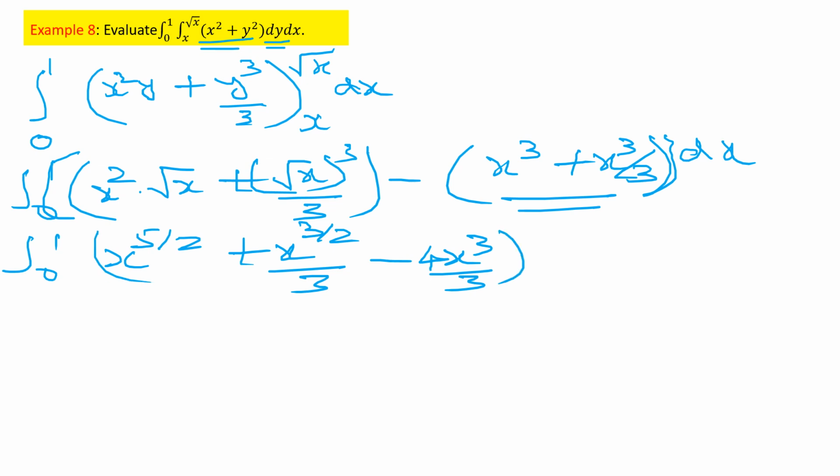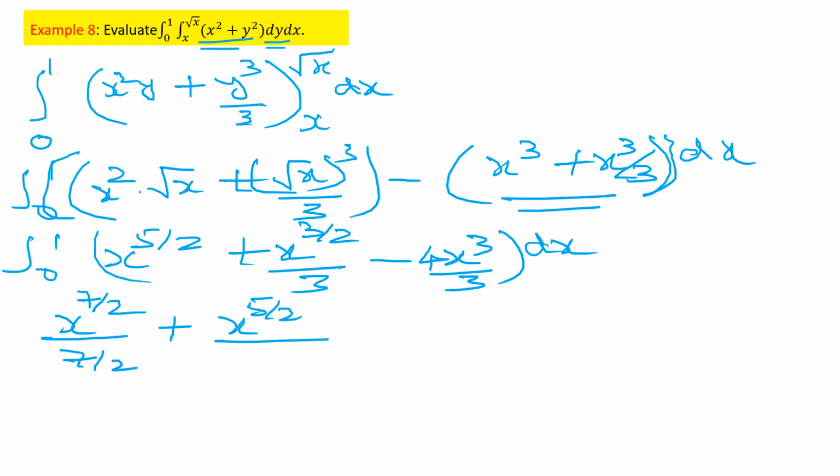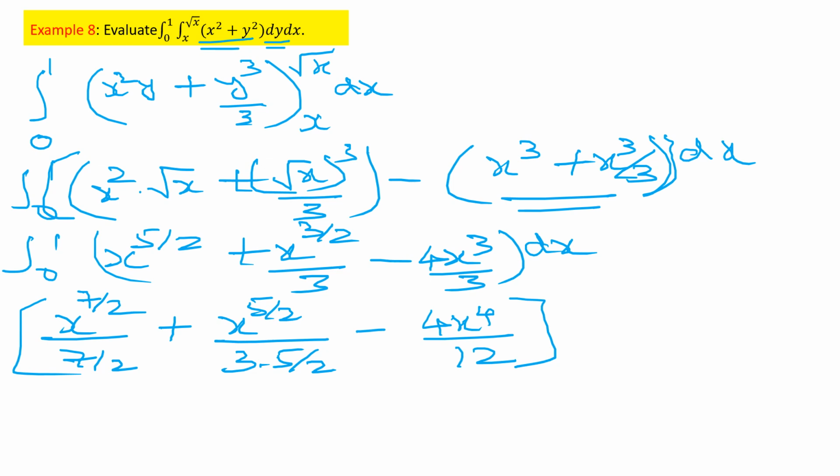So these three terms we have to integrate with respect to x. The first integration will give x power 7 by 2 upon 7 by 2. Integration of the second term will give x power 5 by 2 divided by 5 by 2. We already have 3, so 3 multiplied by 5 by 2. For the third integration, this will be 4x to the power 4 divided by 4. You already have 3 in the denominator, so that will be 12. So I have to replace x with 1 and 0.